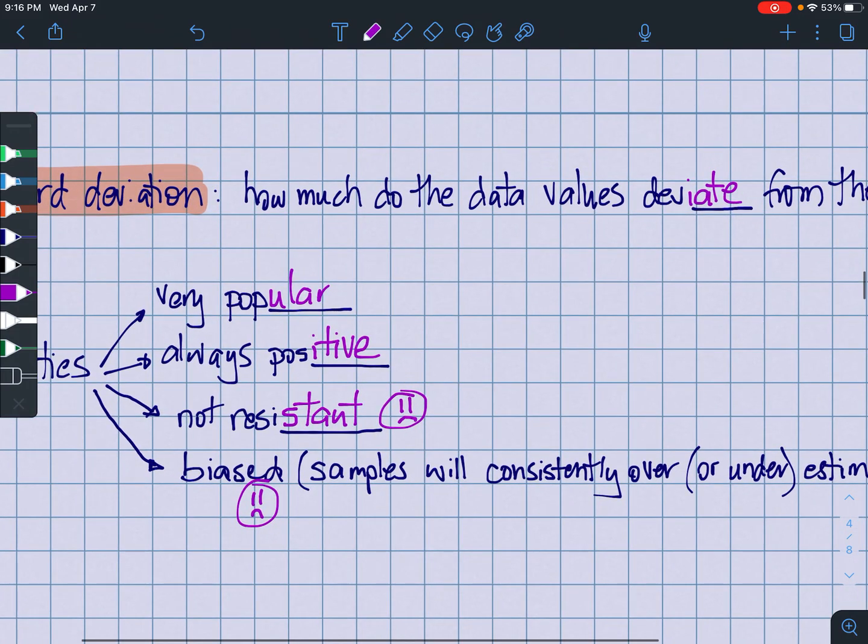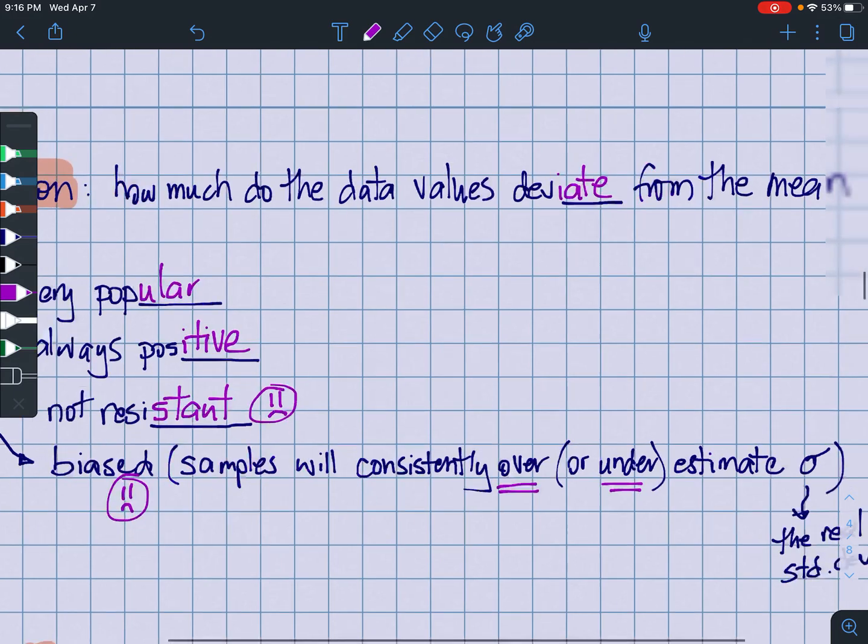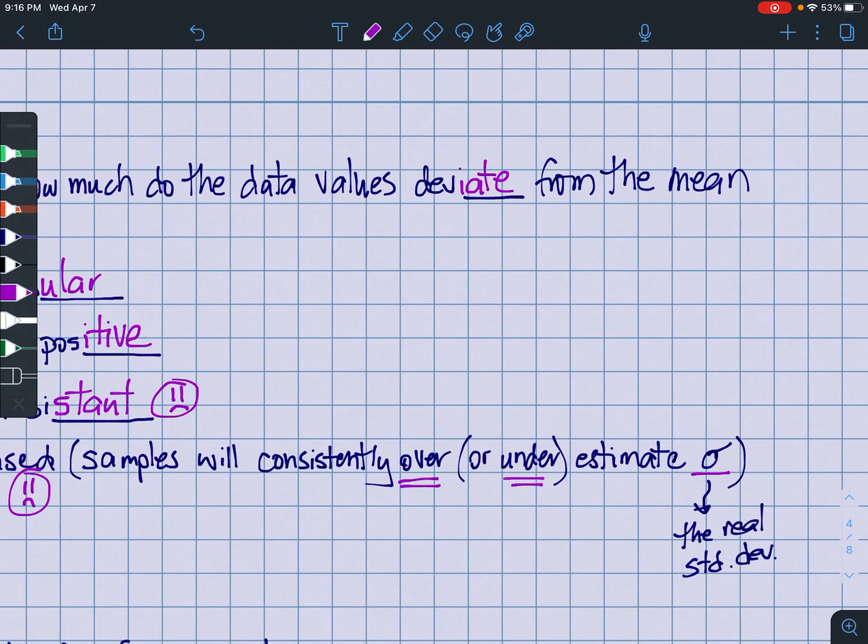Unfortunately, we know that most of the time our standard deviation is, I think it's under, okay? But it will either over or underestimate. This is a symbol for the real standard deviation. And so that's what I'm going to introduce to you next, what are the symbols.